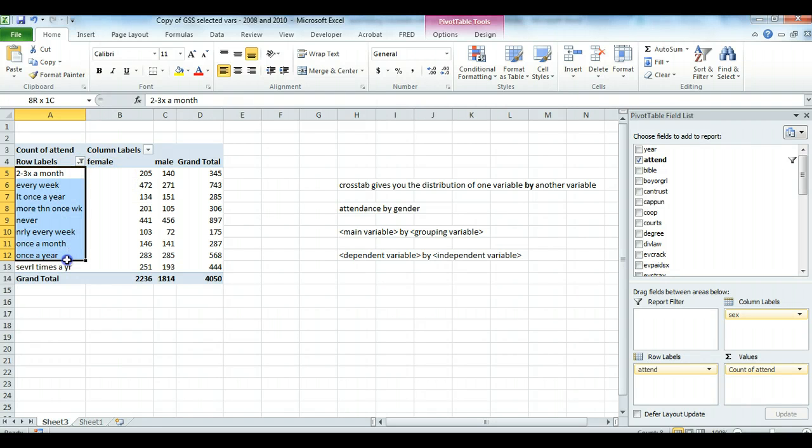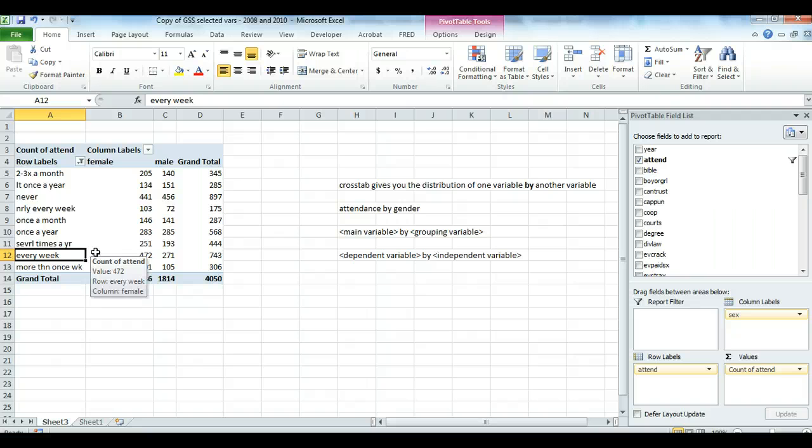Now it's time to sort these into a logical order. The most frequent is actually more than once per week. So I want to take that and put it at the bottom. It's easy to do that. I can Control X and then go to the bottom, Control V, and note that these numbers follow. So I'm copying and pasting, Control X, Control V. The next highest category is every week, so I Control X, Control V that as well.